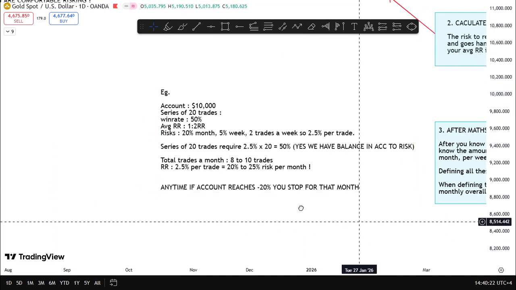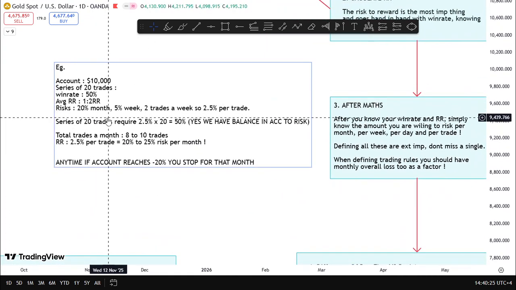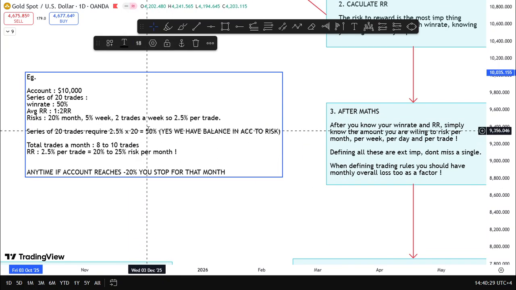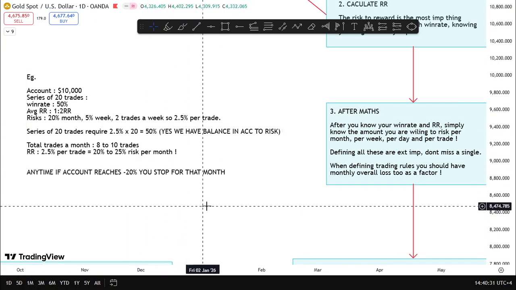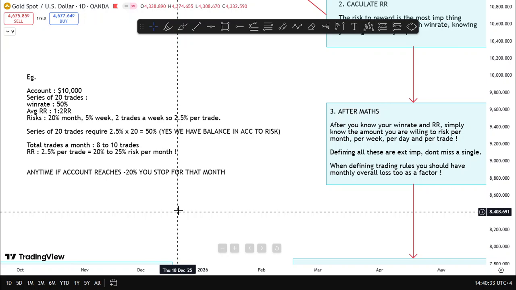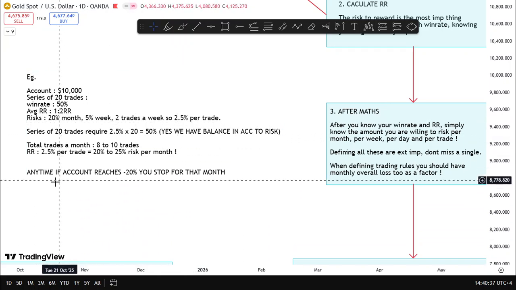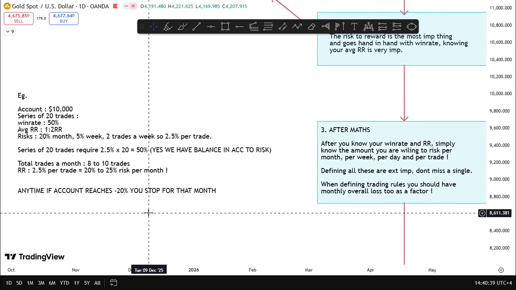Let's take it here. The risk is 20% a month, which sums up to 5% a week, which sums up to 2 trades a week. So I will be risking 2.5% per trade, which will be 5% a week, which will be 20% a month. That will be my risk calculation.